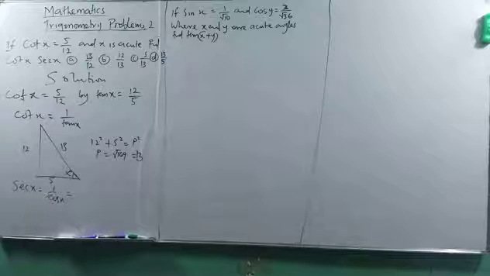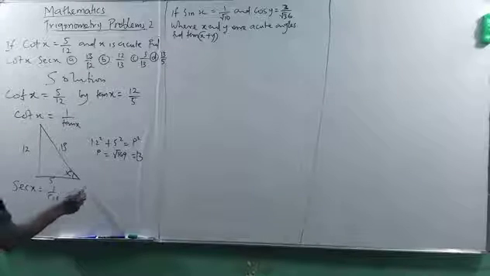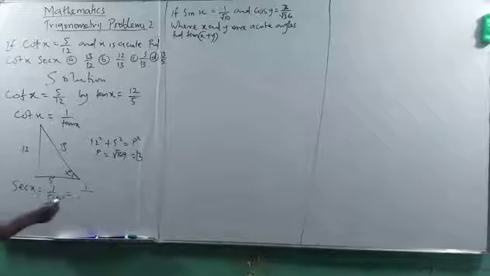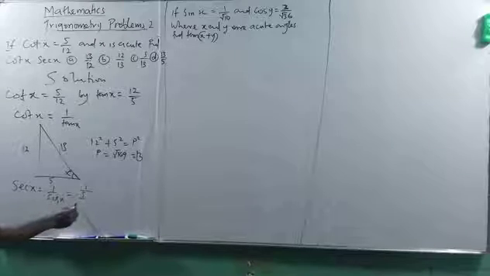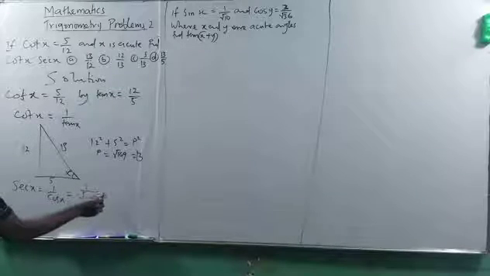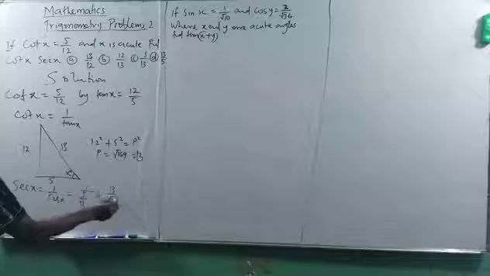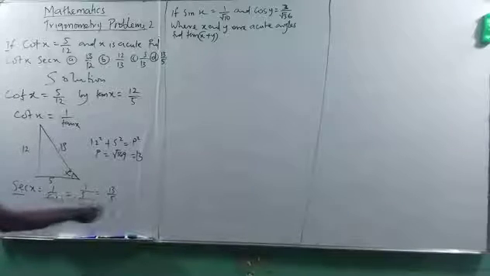And my cos will be, it means 1 divides 5 all over 13, which is the same thing as 13 all over 5. That is my sec. This is equal to this.